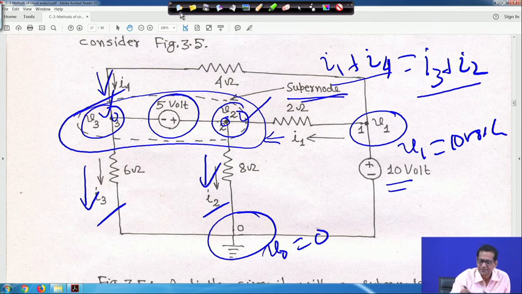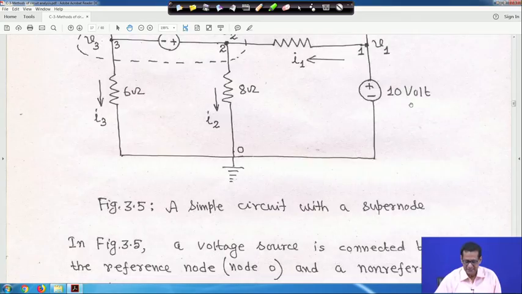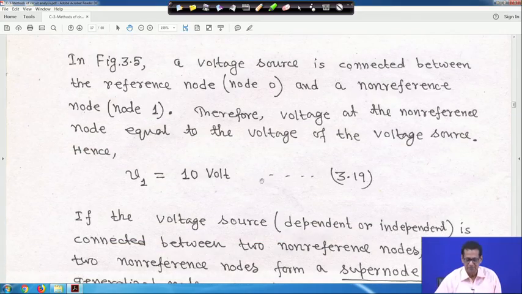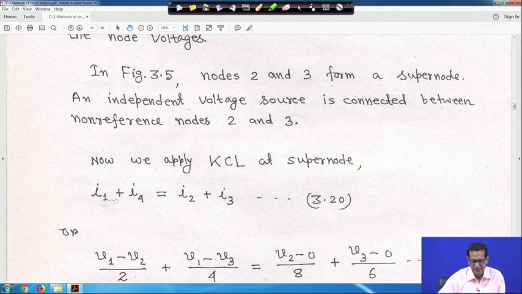Now let me clear it. That is why this dashed line is there, it is creating the super node. Current I1 is entering into the super node, that means entering into the dashed region. I4 also enters, and I3 and I2 are leaving. So, you have to consider this as a super node. Whatever I said about V1 being 10 volt, that is a different thing, already told. And this is I1 plus I4 is equal to I2 plus I3. This is the KCL for the super node.